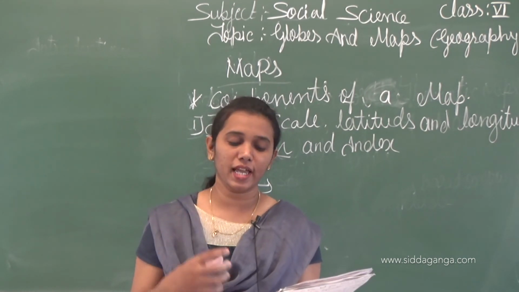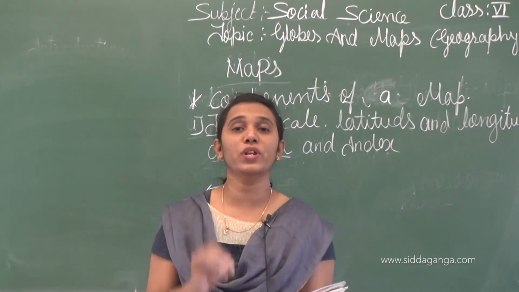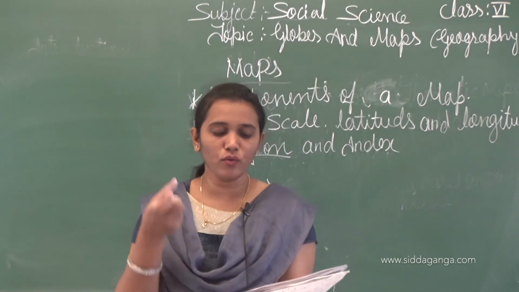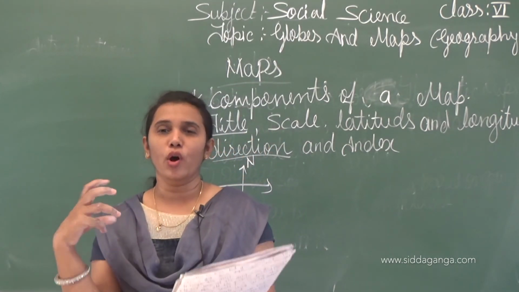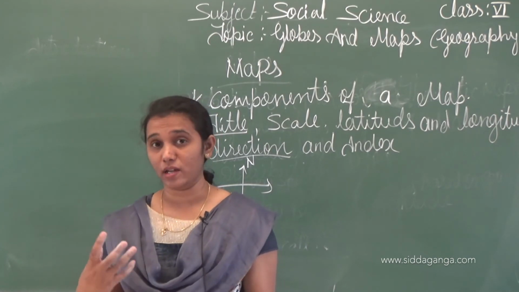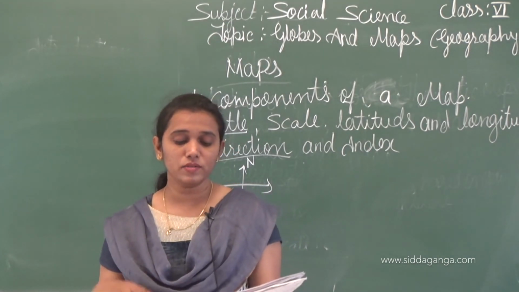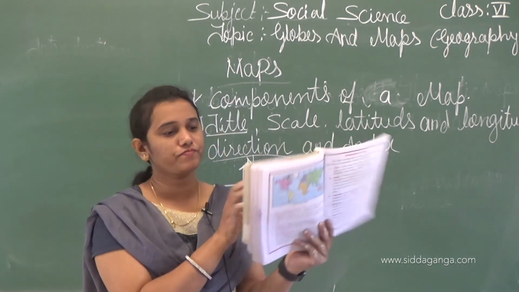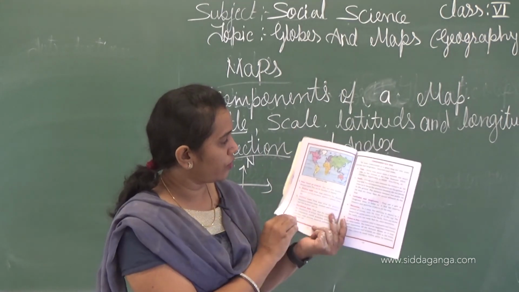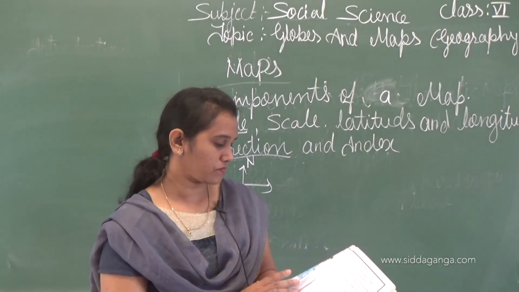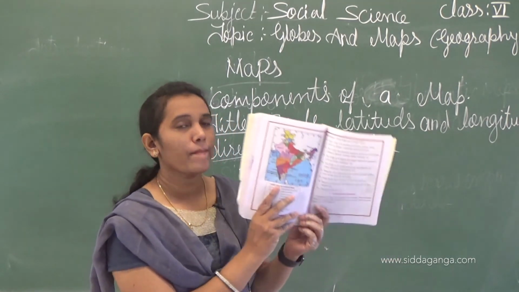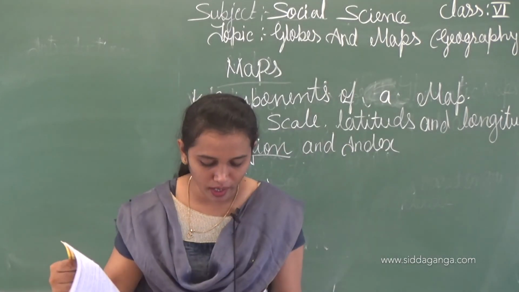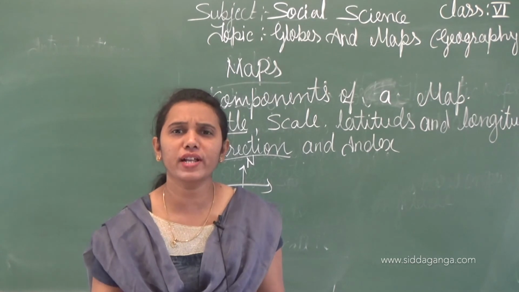Look at the map, children. Once again, you have to observe very closely the components of the map. Once you go through the map or atlas, you will easily understand what I am explaining, children. See here. You can see page number 144. Open your book, page number 144. In the India map, different states are given, isn't it?